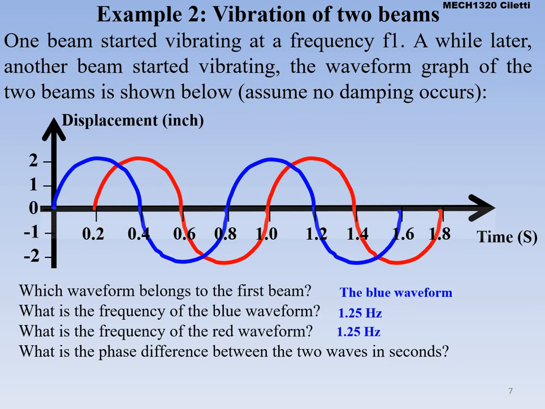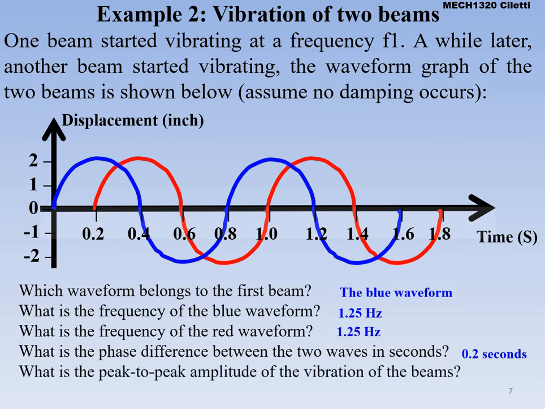What's the phase difference between the two waves? Okay, the phase, well, what are we talking about there? Since they start at different times, there's a shift, and we call that the phase shift. If they were in phase, the red wave and the blue wave would be on top of each other. If they were in phase, they would be the exact same waveform. But since the red wave has a delay in it, there's a phase difference, and we can clearly see that it's 0.2 seconds. The red wave starts 0.2 seconds later than the blue wave.